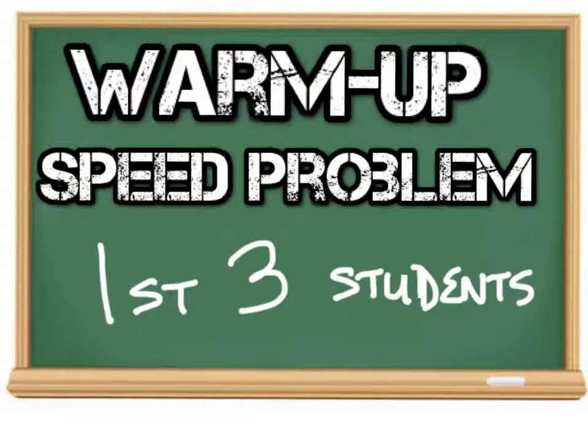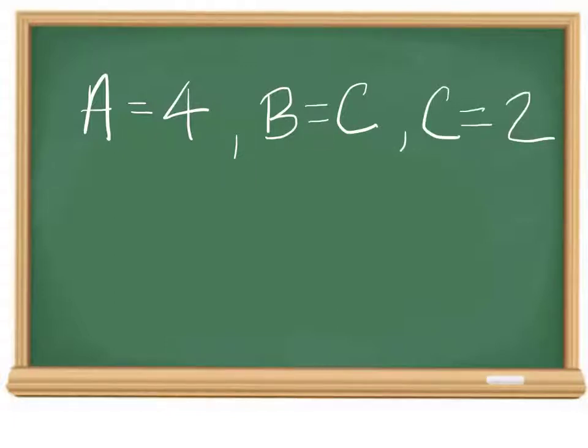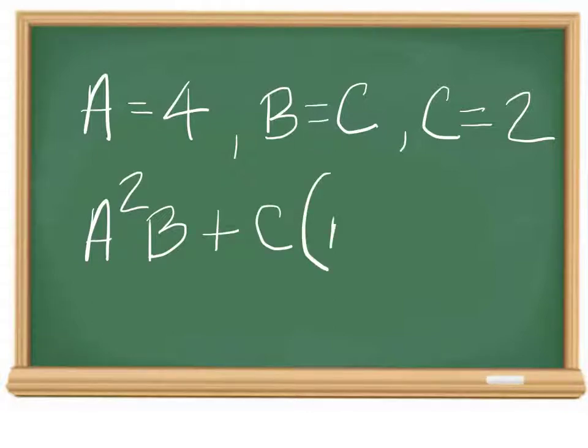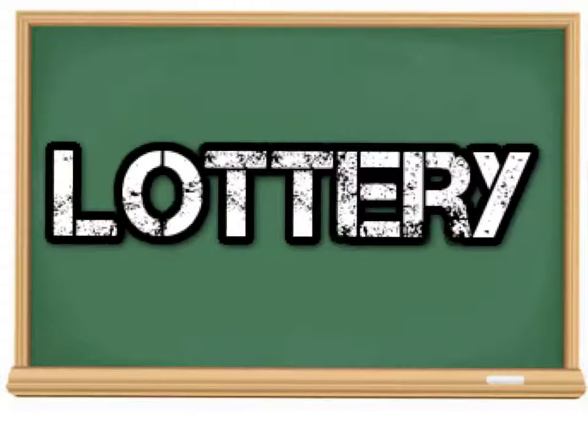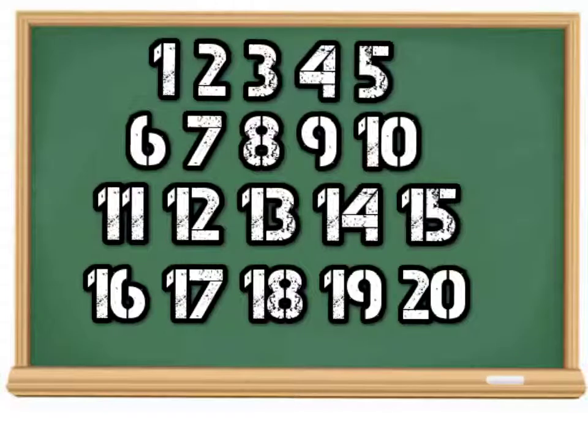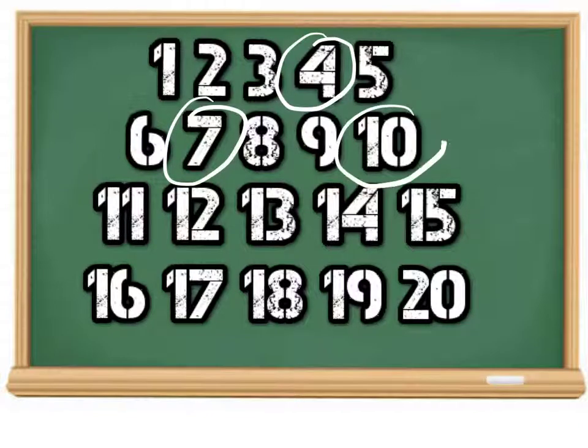To the first 3 right answers. All right. Slackers just don't get them right. The lottery numbers are 4, 7, 10, 14, and 19.